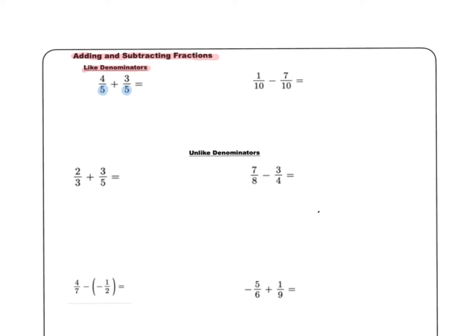and so we go ahead and keep the denominator the same, and then we just add the top. We add the 4 plus 3, and that gives us 7. So we got 7/5. Pretty straightforward stuff. Can't reduce it, so we just leave it be.